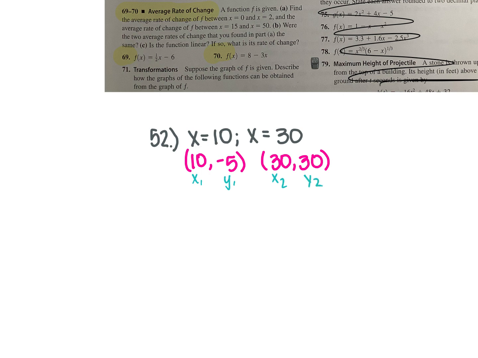So if we're finding our slope, again, it's y2 minus y1 over x2 minus x1. So that's 30 minus negative 5 over 30 minus 10. Those two negatives next to each other turn into positives, so 30 plus 5 is 35, and 30 minus 10 is 20. These are both divisible by 5, so if we divide the 35 by 5, we get 7. The 20 divided by 5 is 4, so our average rate of change, or our slope, is just 7 over 4.